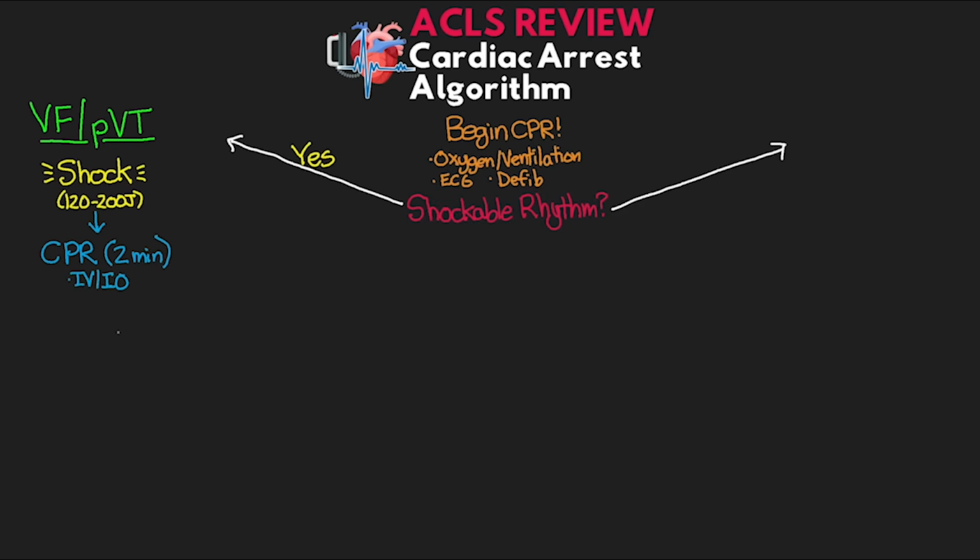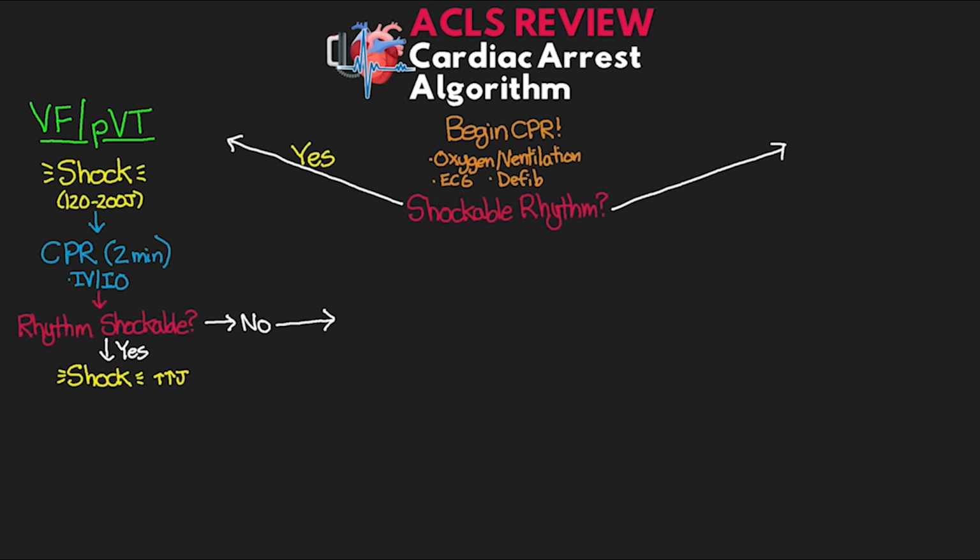Now, after the 2 minutes go by, this is when we're going to do another rhythm check. Is this rhythm shockable? And so then again at this point, based on the assessment that we do here, we're going to have 2 potential paths that we can go. If the rhythm is a shockable rhythm, then we want to do just that and deliver a shock. Now, it's at this point that we want to begin stepping up the joules on the defibrillator until we eventually reach the max joules.